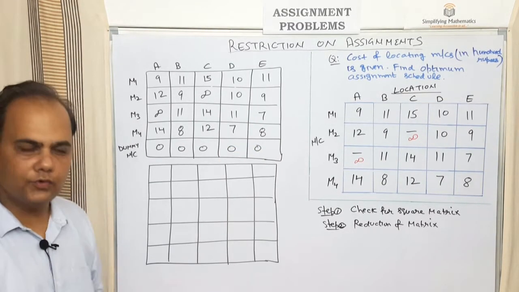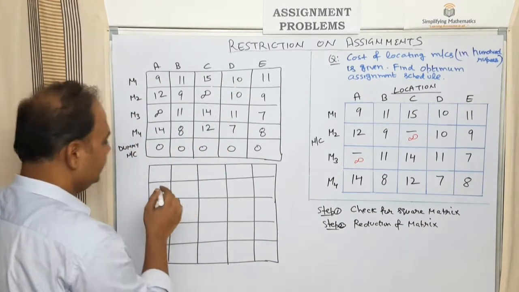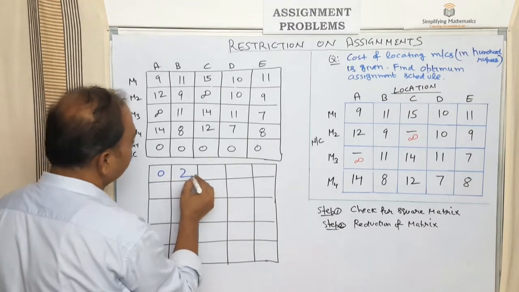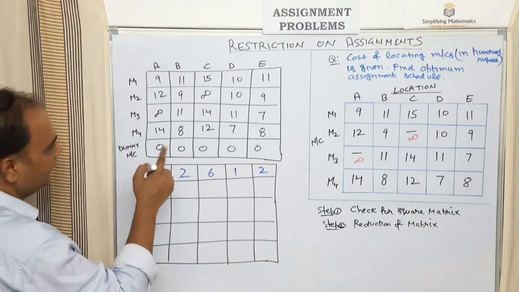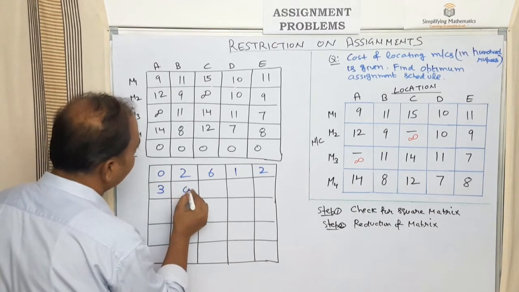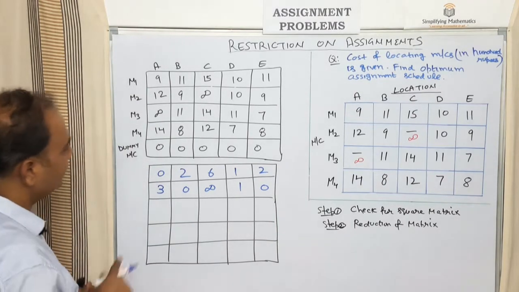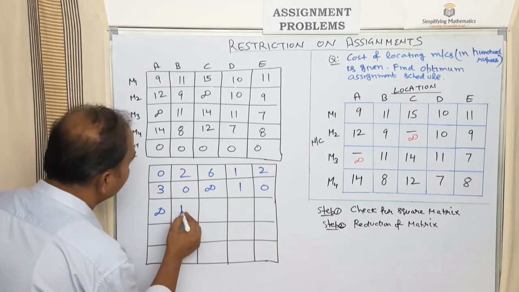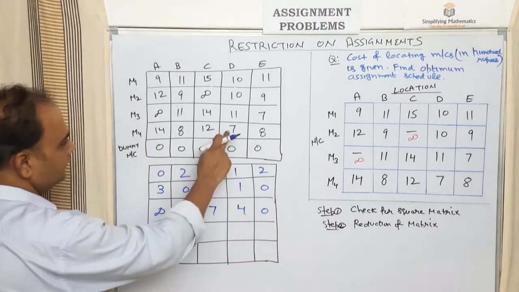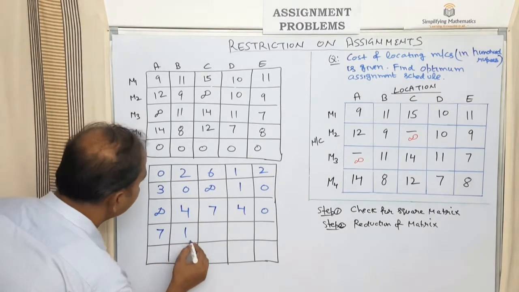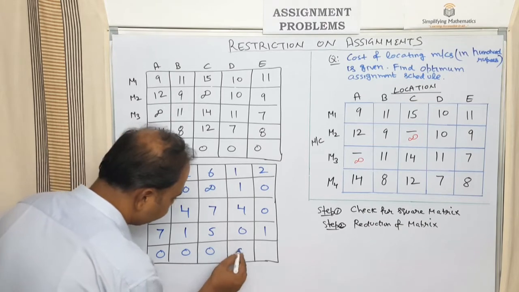Now reducing the matrix row-wise, in the first row the minimum value is 9, so subtract this 9 from all the other values. This comes out to be 0, 2, 6, 1, 2. In the second row the minimum is again 9, so this is 3, 0, infinity, 1 and 0. In the third row the minimum value is 7, so this comes out to be infinity, 4, 7, 4 and 0. In the next row the minimum value is 7, so 7, 1, 5, 0, 1. And then the last row.